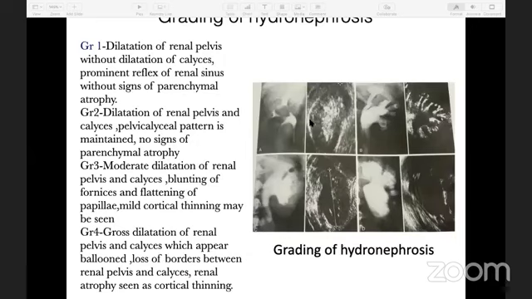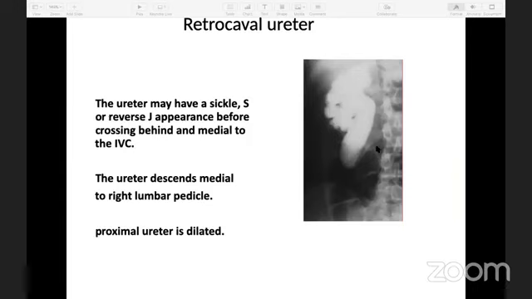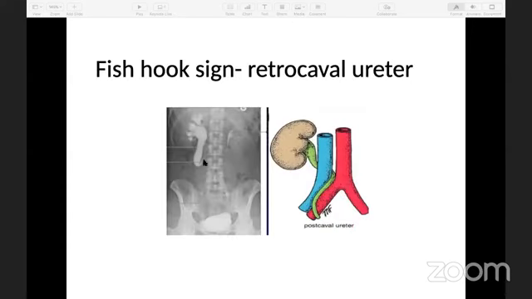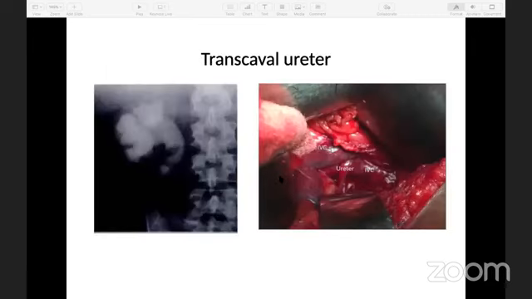This slide shows various grades of hydronephrosis. This IV film shows classical features of a retrocaval ureter. Another film showing retrocaval ureter resulting from embryological maldevelopment of the IVC. In retrocaval ureter, sometimes the ureter passes between a bifid IVC, a condition called transcaval ureter.